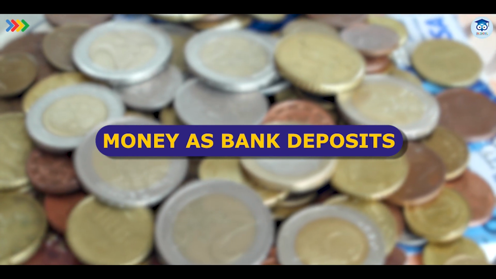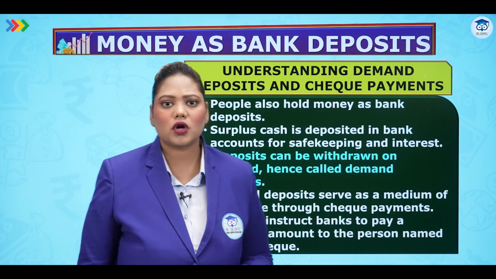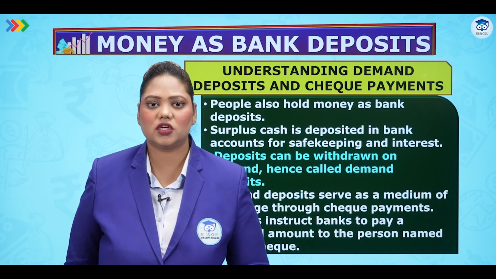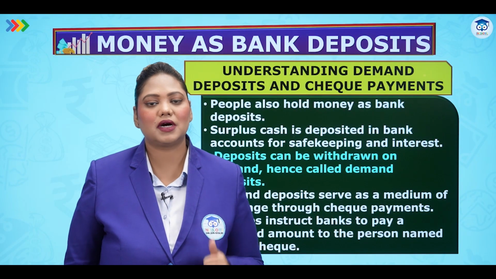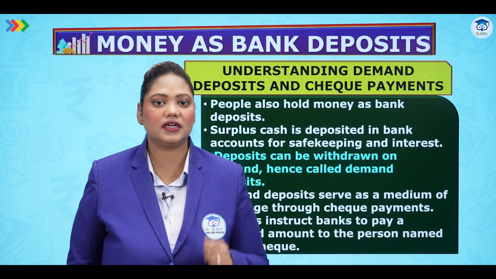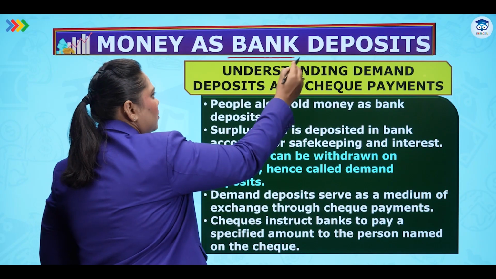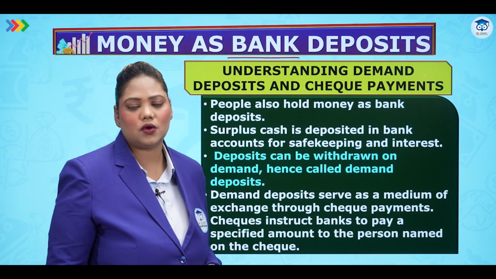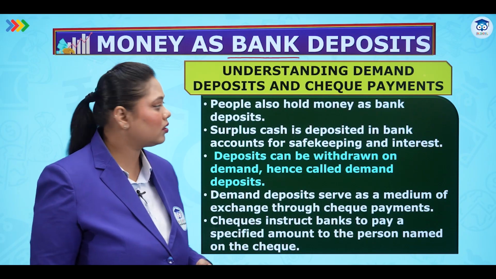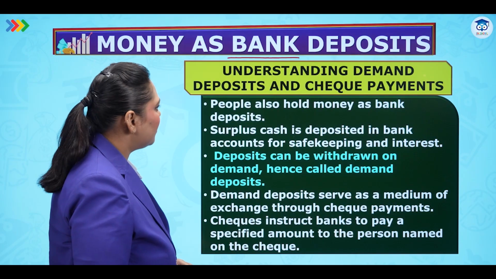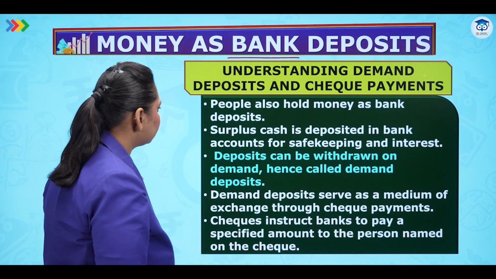Money as bank deposits. Now let's see. We're going to start studying what kind of other mediums of exchange or transactions we are going to see in this chapter. First you have seen is money, that is paper notes or legal tender. A bank is a system, an institute which takes care of the money, which handles the money rolling in the society or rolling in the economy. We are going to understand demand deposits and check payments. What are these two things?